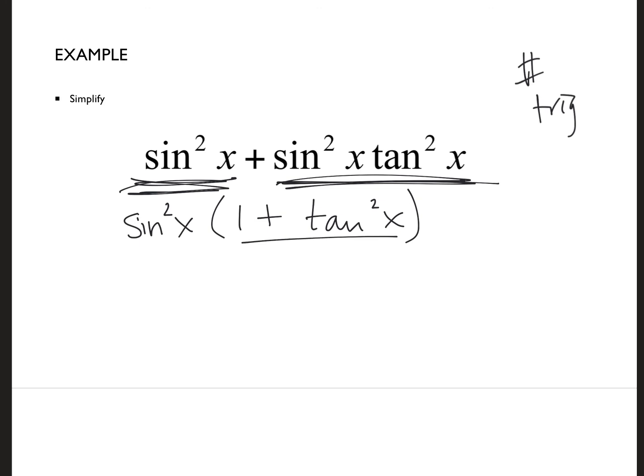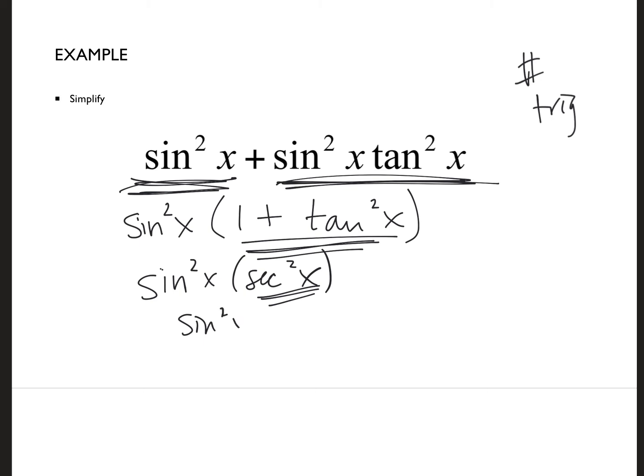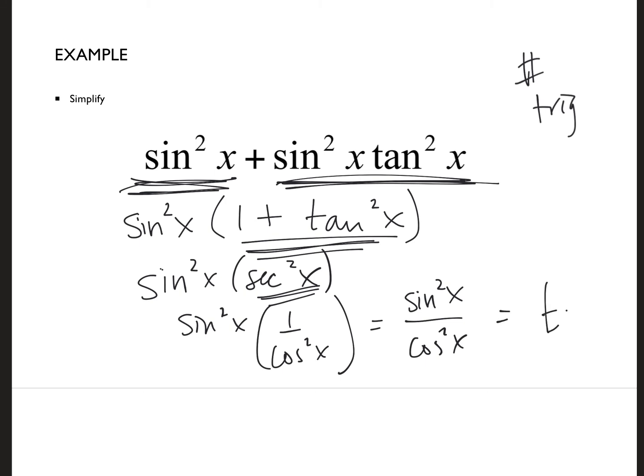And then if you look at your big kahunas, this is actually secant, which I should have not written right there. There we go. Sine squared of x times the secant squared of x. And again, this is equal to something else. It is equal to 1 over the cosine squared. If I multiply these two together, I get sine squared of x over cosine squared of x, which is a single trig function, tangent squared of x.